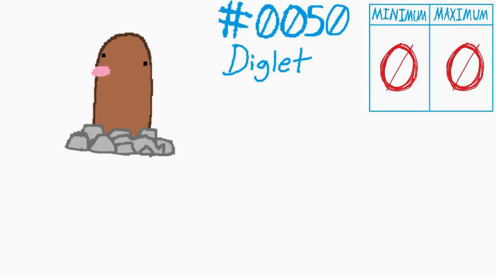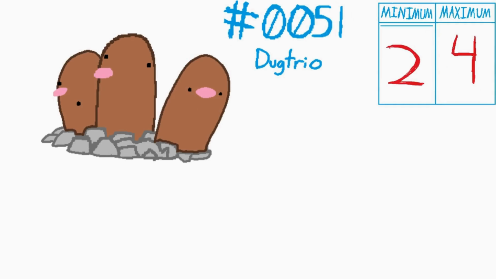He's like a mole creature, I guess? I mean, he can't really do much. Dugtrio, initially I was shocked when I saw him on the spreadsheet. How does he defeat 2 to 4 trucks? You know, in my head, Dugtrio is just 3 Diglets. And I don't know about you, but I'm pretty sure 3 times 0 equals 0.